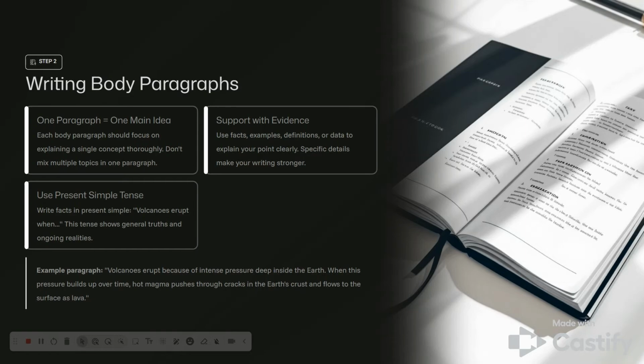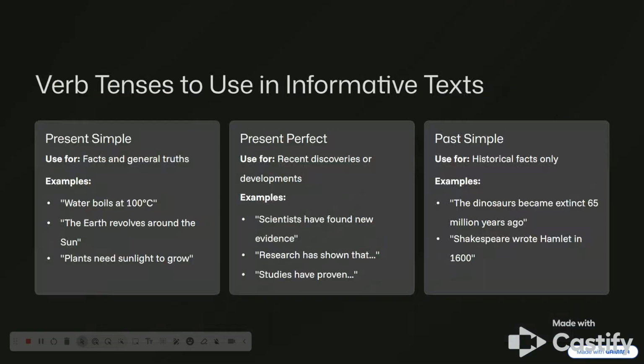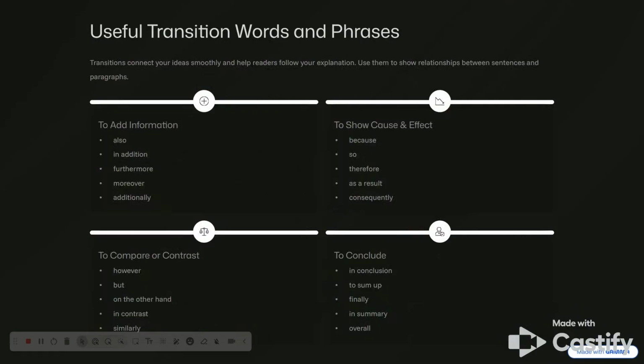Okay, you have to use the simple present tense when you write an informative text. And make sure that you use evidence, that you use facts, examples, and so on. We talked about the conclusion before. I told you to use the simple present. That's the verb tense that I'm going to look at when I grade your exam. So I want to make sure that you master the use of simple present tense.